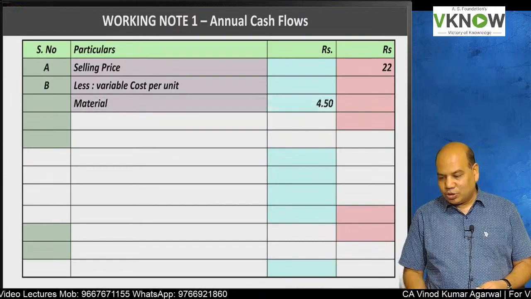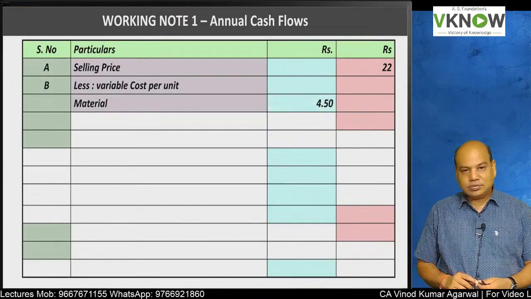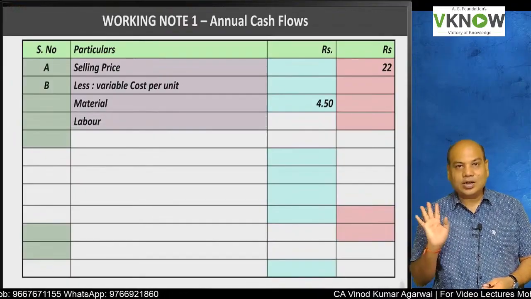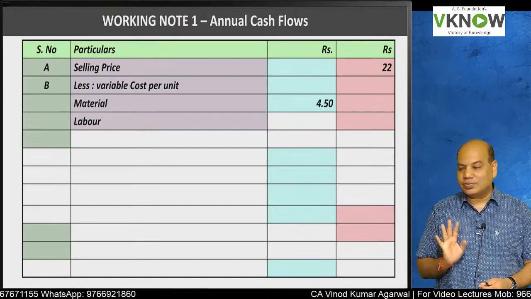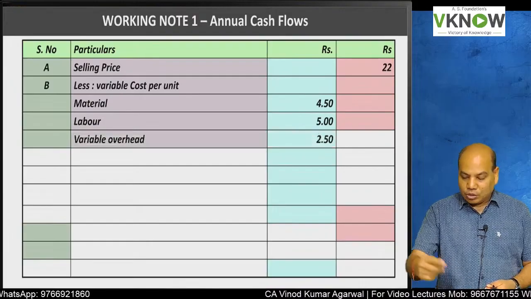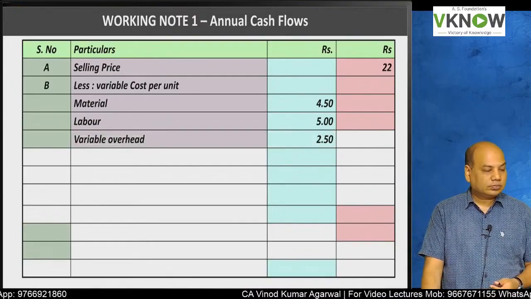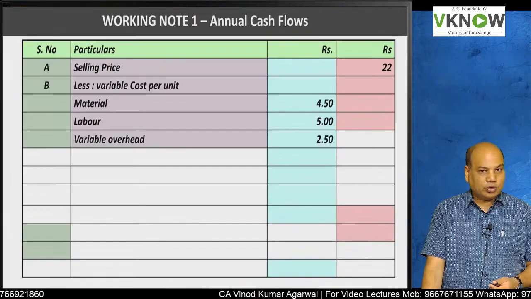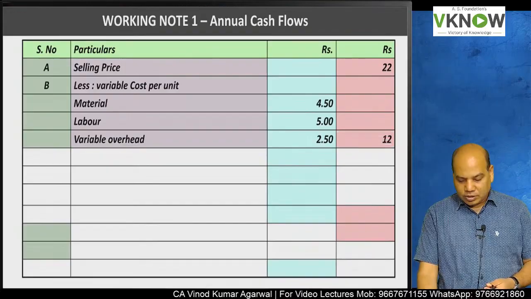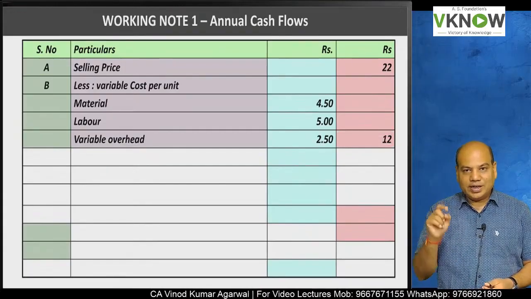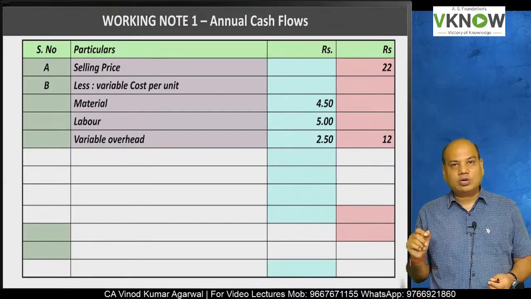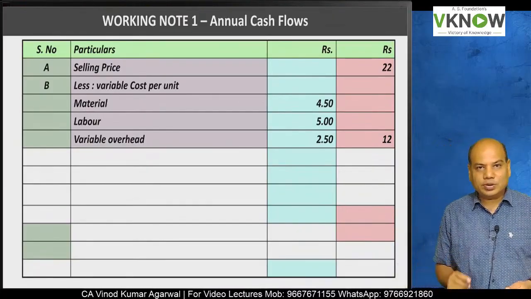Variable cost per unit, under that we have material 4.50. Presentation can change, I agree. Final output, final answer should be the same. Labor cost is 5, relevant. Variable overhead 2.50 is relevant because it will vary only when there is a production. So this is my 3 variable cost: material, labor and variable overhead. Together they are 12 rupees.